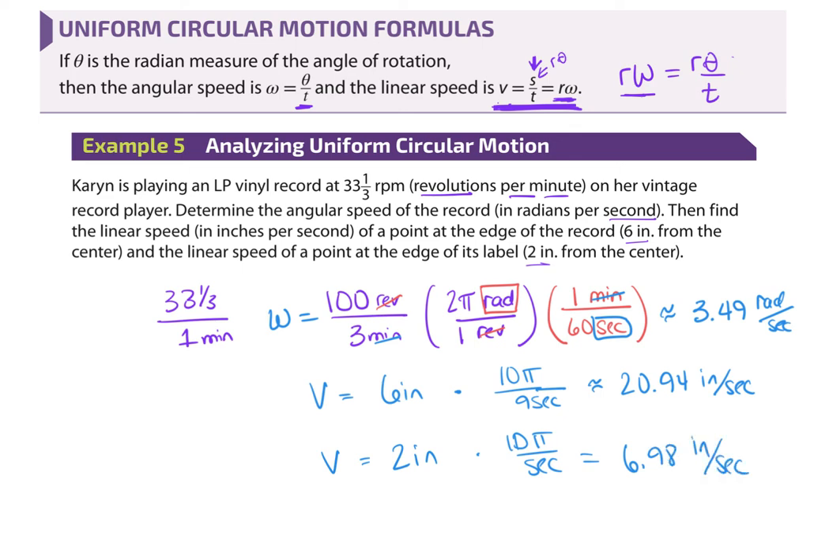So we found our angular speed, 3.49 radians per second is how far it's moving angular. 6 inches away from the center, it's moving at 20.94 inches per second. 2 inches away, it's only moving at 6.98 inches per second, which makes sense. The closer you are, the less it's traveling, right? In the same amount of time.